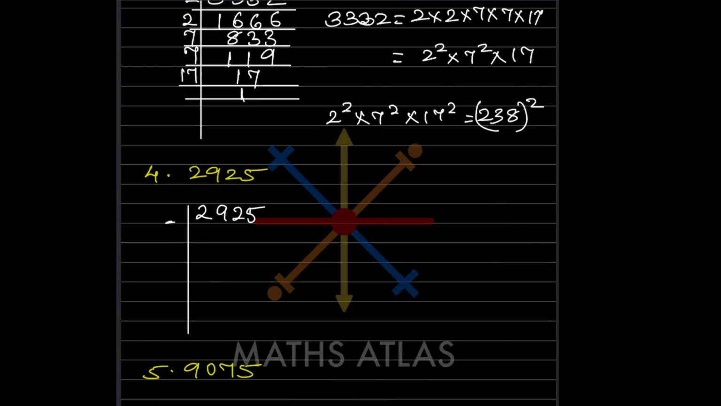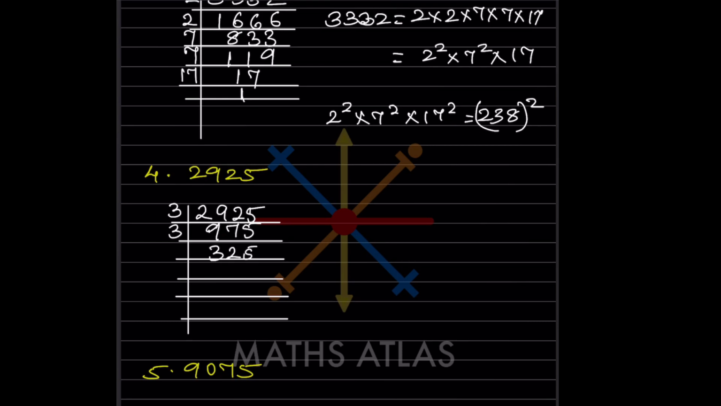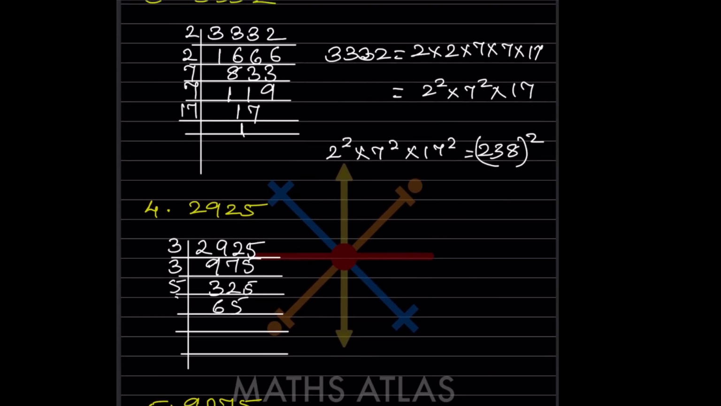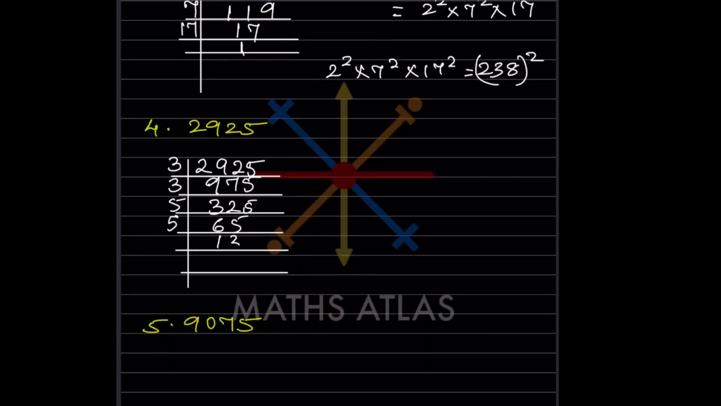Because they are given many examples. The type is the same, the examples are given more. So here, this will go with 3. Again, this will go with 3. Now this should go with 5. Here again, sorry, this should be again 5. So now this will be 13. So 2925 will be 3 into 3 into 5 into 5 into 13.